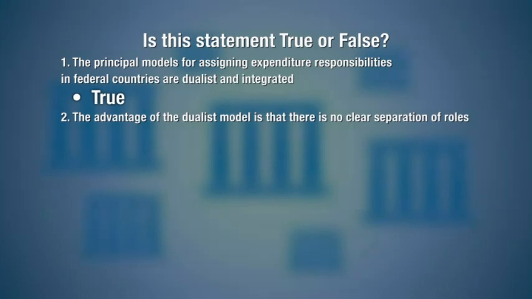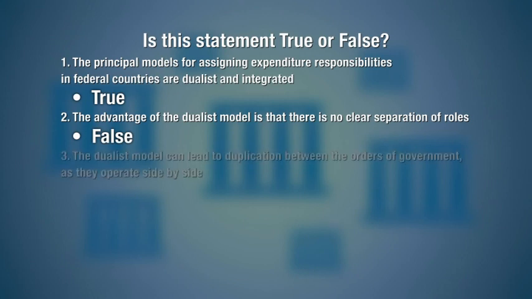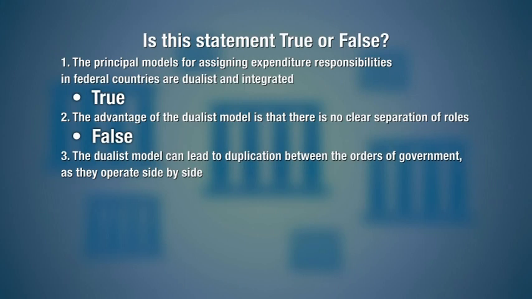2. The advantage of the dualist model is that there is no clear separation of roles. Is that statement true or false? Statement number 2 is false. In the dualist model, there is a clear separation of roles. 3. The dualist model can lead to duplication between the orders of government as they operate side by side. Is that statement true or false? Statement number 3 is true. The dualist model can lead to duplication.